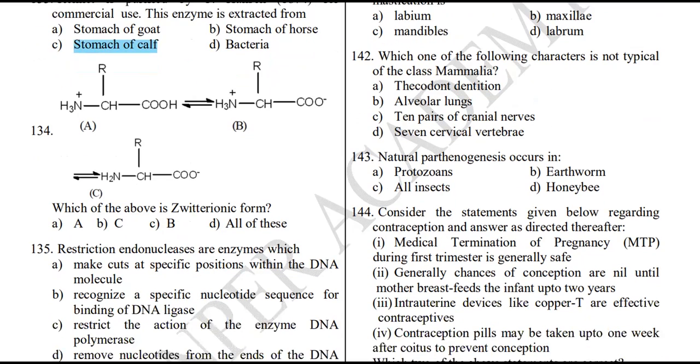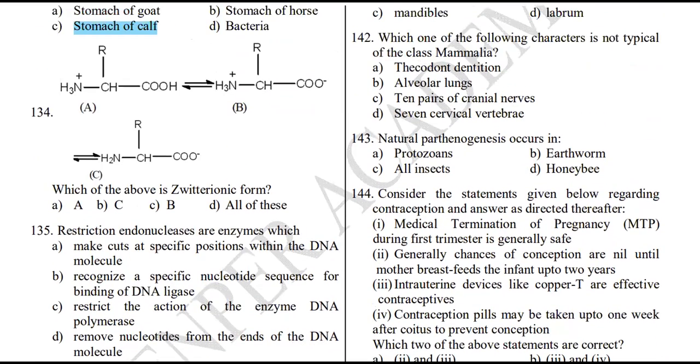The next question, Zwitter ion is asked. What is a Zwitter ion? It is neutral, having both the amine group and the acidic group. Out of all these three structures, structure B is going to be the correct one. Right? Yes. So the answer for this question is option C, because B is the Zwitter ion.